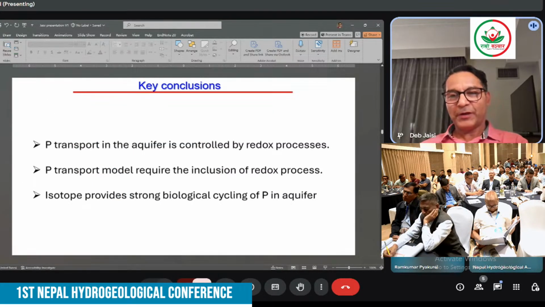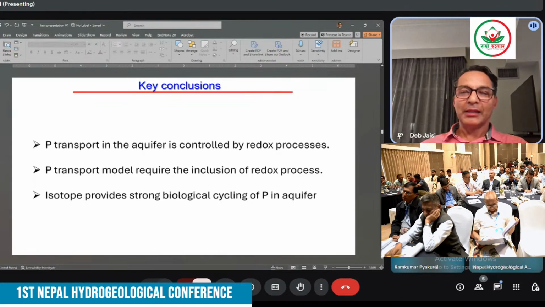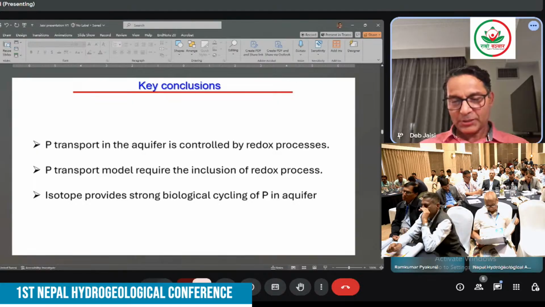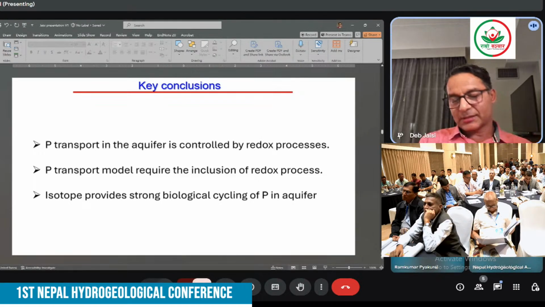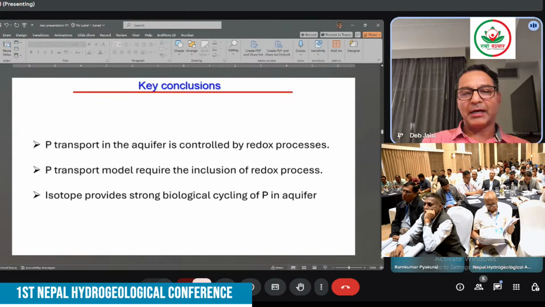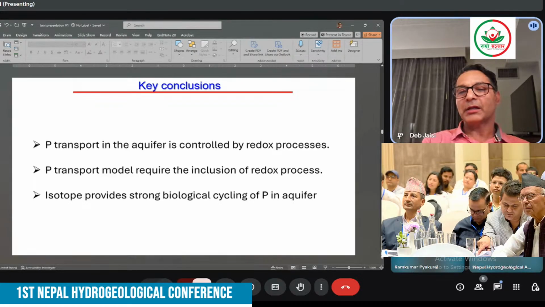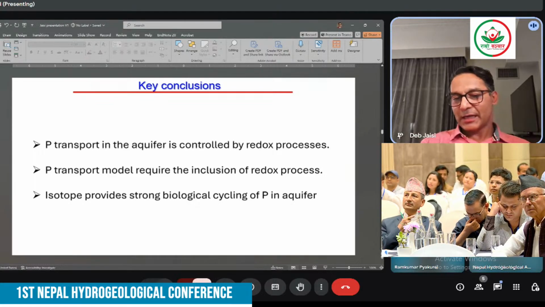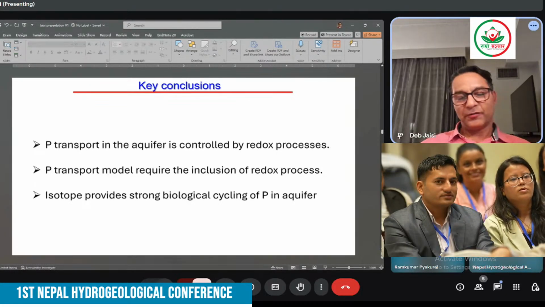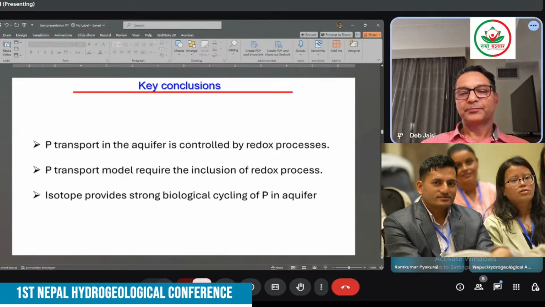Now let me make a very short conclusion here. Phosphorus transport in aquifer is controlled largely by redox processes. Phosphorus is a nutrient, and it requires a whole lot of processes, and life is present there, so they start to recycle through redox processes. Now, phosphorus transfer models in hydrogeology require more redox process inclusion in reactive transfer models, which is more and more common, and isotopes provide strong biological cycling evidence in aquifers. That's all. Thank you.